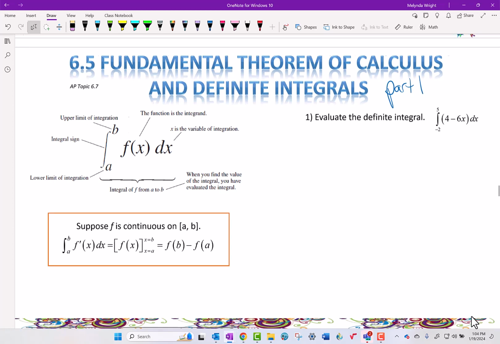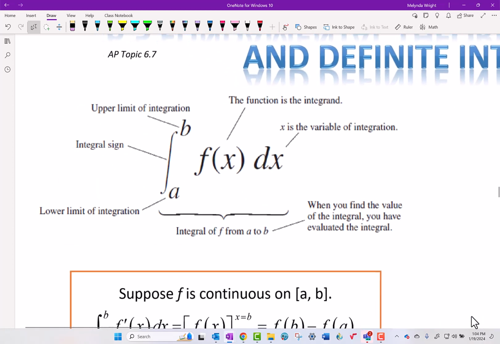I want to talk about vocab first. We already have looked at this, it's called a definite integral. Why is it a definite integral? It's a definite integral because it has bounds, right? It's got these bounds right here. That's why it's called a definite integral.